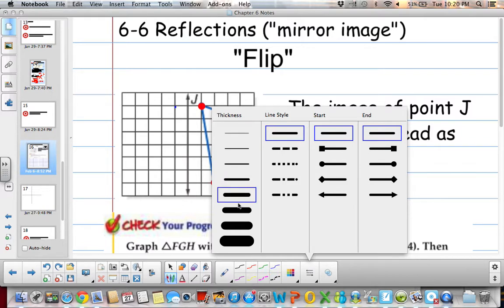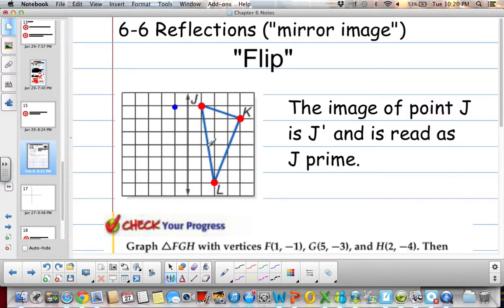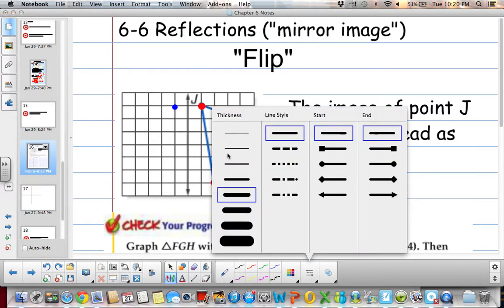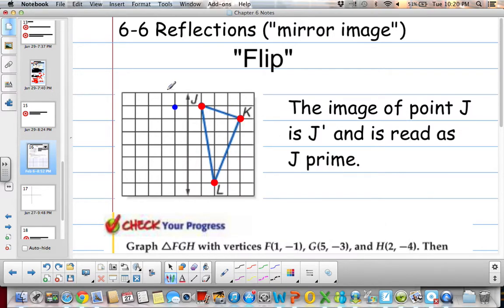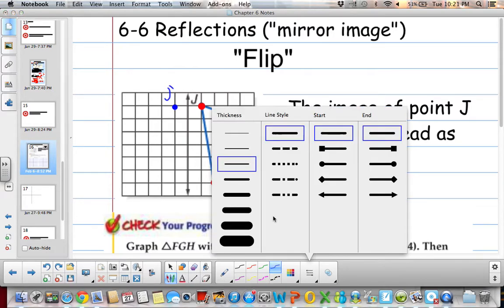So there's our J prime. And let me write it here. So we have J, and because it's a reflection, the reflection of it is read as prime. So we have this little dash, which is J, it means J prime, or we say J prime. So the letter alone is the image, or the original, and then the one with the dash, or the prime symbol, is our reflection.